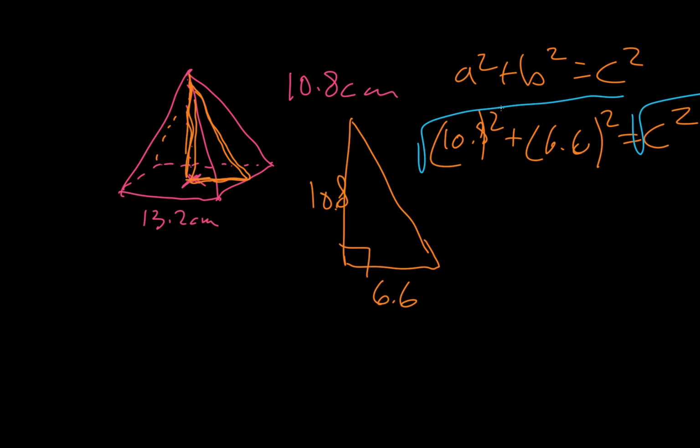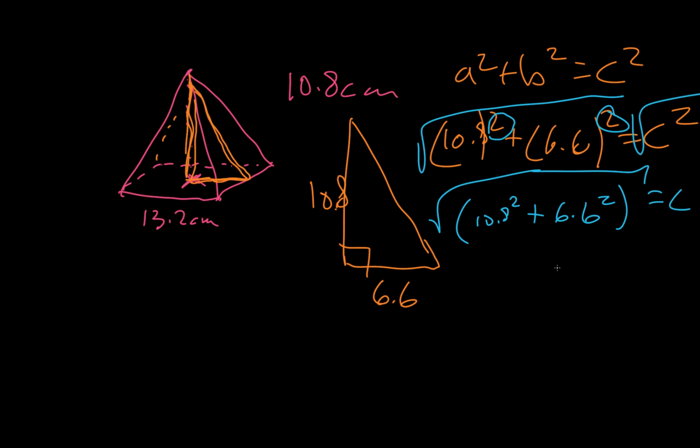Now be careful, this square root does not cancel these squared. Doesn't cancel this, doesn't cancel this. That's a common mistake. Just type it into a calculator exactly how you see it here. So square root, parenthesis, 10.8 squared plus 6.6 squared. Do that, and then you should get 12.66 centimeters.